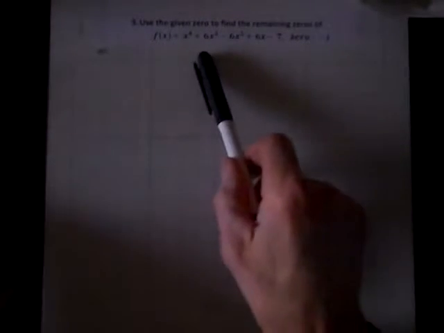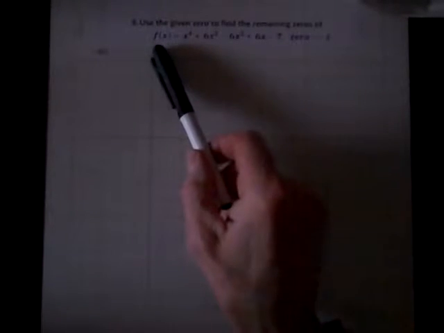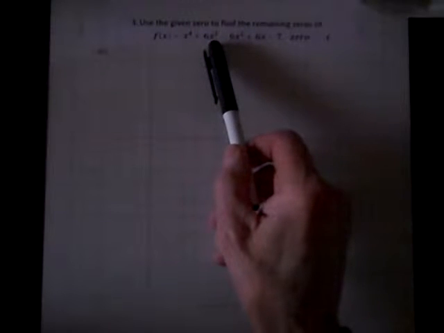Well, our final task is to use the given 0 to find the remaining zeros of f of x equals x to the fourth plus 6x cubed minus 6x squared plus 6x minus 7, and the 0 they gave us is negative i. Well, if negative i is a 0, then i will also be a 0, because imaginary zeros come in complex conjugate pairs.